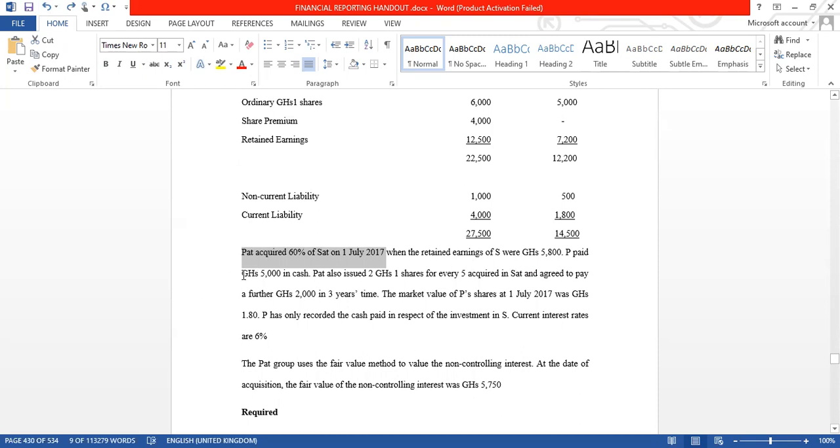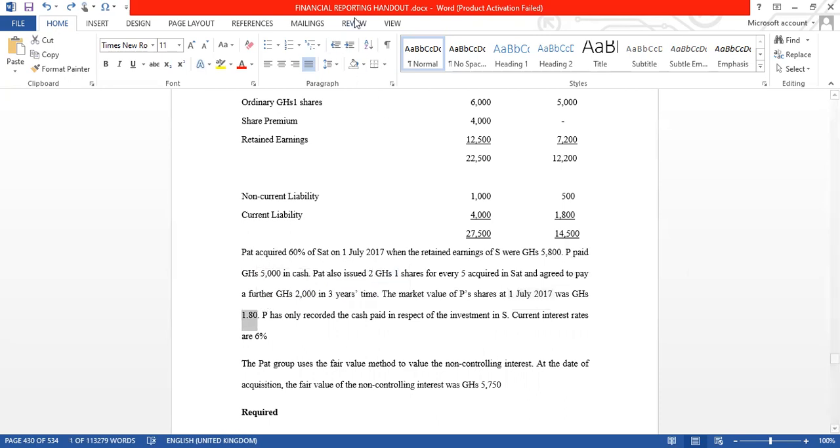P paid 5,000 in cash. So it means that the first one you've seen is cash. But they also issued shares. They also issued 1 share for every 5 acquired in SAT, and agreed a further 2,000 in 3 years' time. The market value of P shares on that date of acquisition was 1.8.